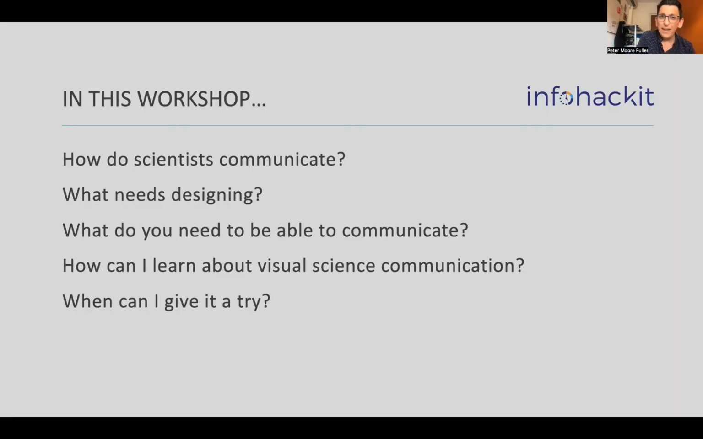Now, in this workshop, we're going to be looking at some very important questions. First of all, we're going to talk about how scientists communicate. And scientists communicate quite a lot more than you might think. We're also going to talk about the kind of things that they might need to design to help them communicate. And also then a little bit about the kind of process of how those things actually get made. What do you need to enable you to make a poster or an animation or something like that?